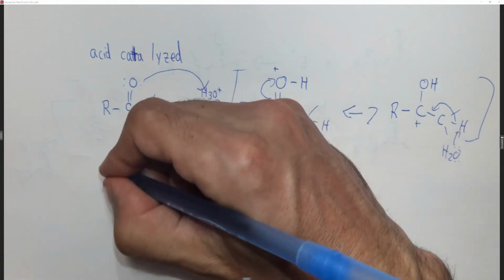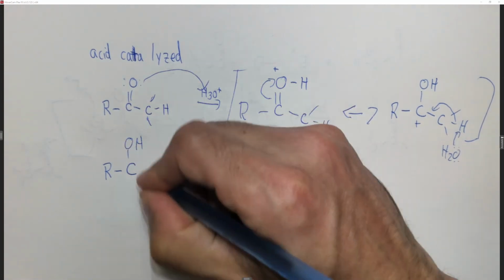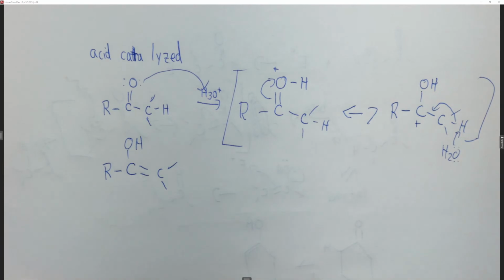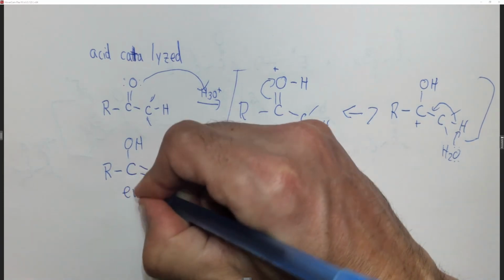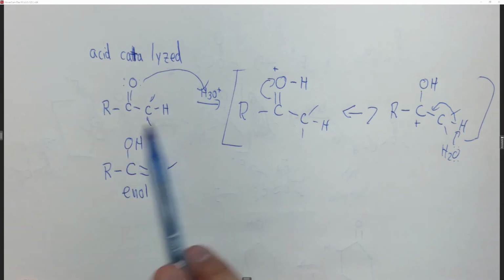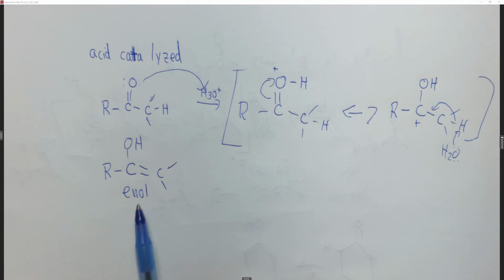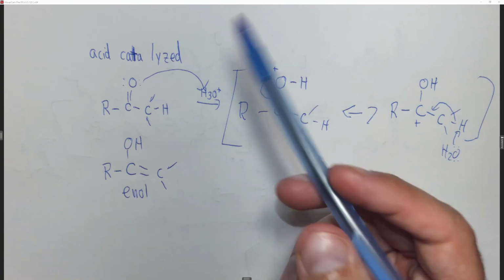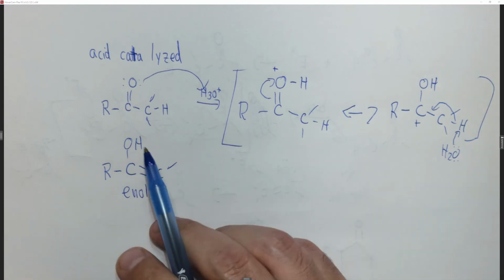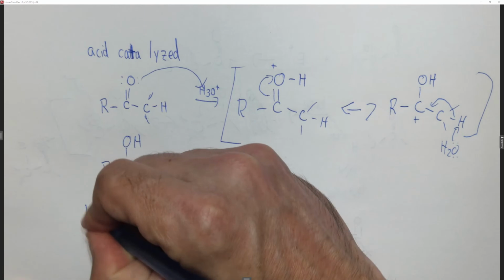And at the end of the day, what we get is R bond C, bond OH, double bond C, bonded to two other things. Specifically, we get the enol. So an acid can help catalyze the conversion between the keto and the enol form. Note that the catalyst doesn't make this more stable, it just makes the rate of forming this faster. So let's look at the base catalyzed mechanism.